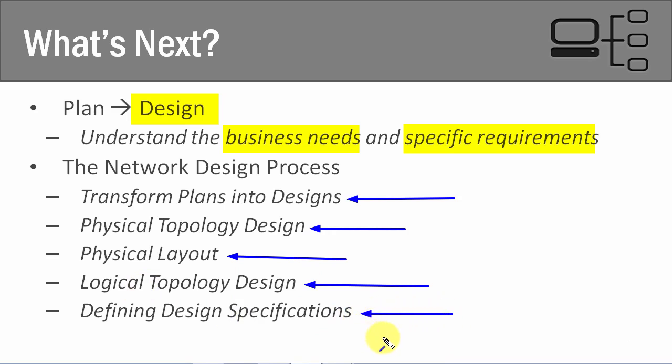So for example, maybe we need email servers, maybe we need file servers, maybe we need streaming media servers, maybe we need all sorts of different technical requirements that we need to build into this design. So we're going to take all that and we're going to start designing out the network. We're going to put everything in place, and then we'll take that design to our stakeholders and get their approval to build that network.